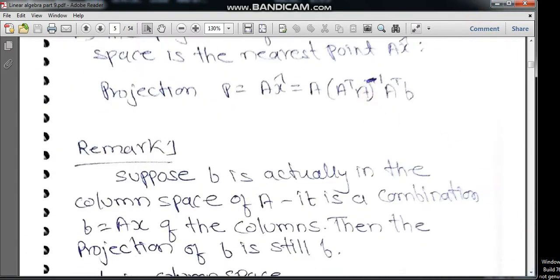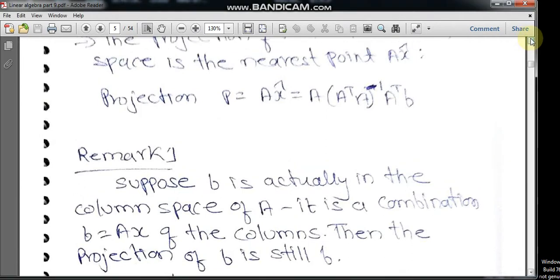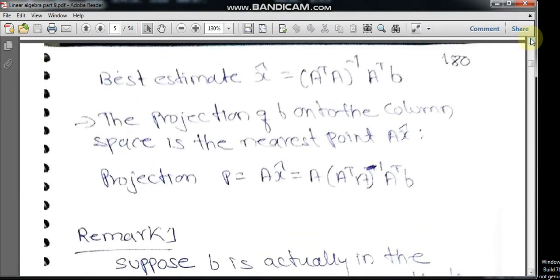You can see the equation A into A transpose A inverse A transpose B. So P equals A x cap. This is the projection. It is nothing but how you are projecting, P equals AX, so that it should equal your B. So you are projecting B onto the column space. And here you can see the x cap, and this is your A transpose A B.